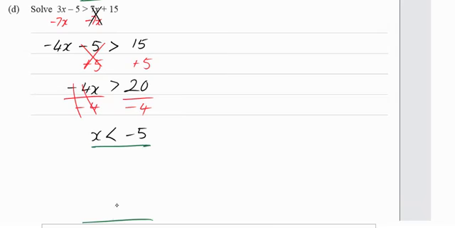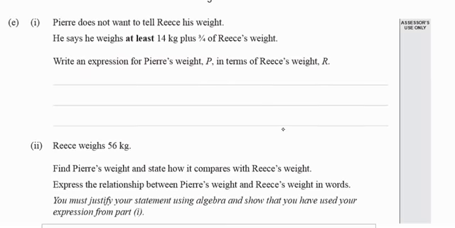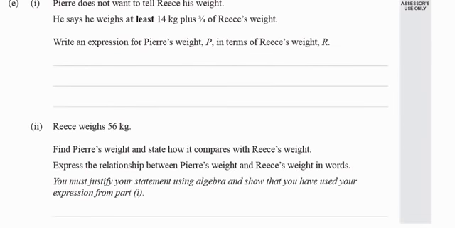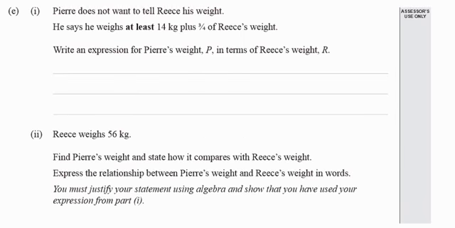Okay, continuing on to the next page. So now we're getting into some of the word problems, and we are told a story here about Pierre, who does not want to tell Reese his weight. He says that he weighs at least 14 kg plus three-quarters of Reese's weight. Write an expression for Pierre's weight P in terms of Reese's weight R.